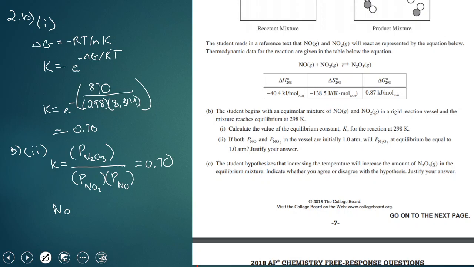Justifying is because the only way that the partial pressure could be equal to one atm is if the reaction goes to completion, which it does not because this is a reversible reaction. And the other reason why is because the equilibrium constant at 0.7 is less than 1, suggesting that there has to be a higher total partial pressure of reactants compared to products.